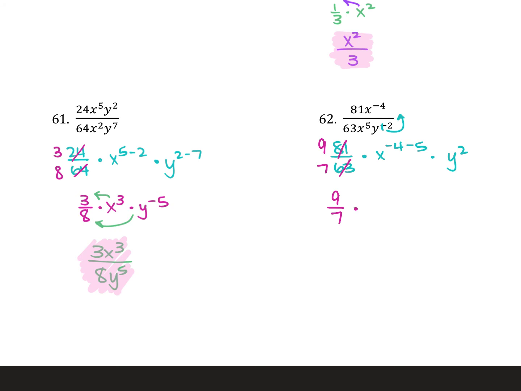X to the negative fourth minus the fifth is x to the negative ninth. And then y squared. The negative 9 is going to go to the bottom. The y to the second power goes to the top. So that's 9 y squared over 7 x to the ninth power.